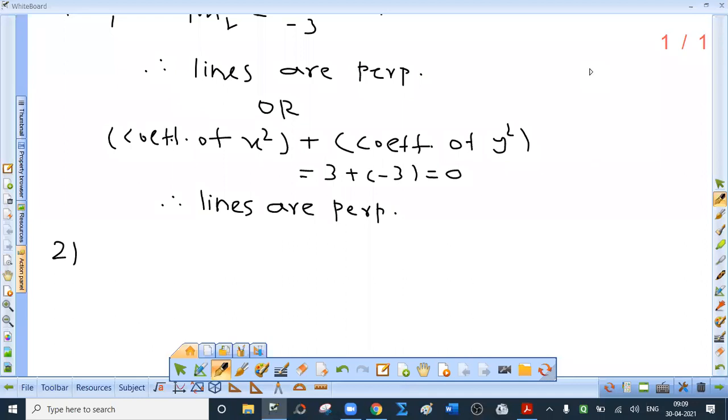Actually, the second question goes like this. Show that the lines represented by x square plus 6xy plus 9y square equal to 0 are coincident. I repeat the question. Show that the lines represented by x square plus 6xy plus 9y square equal to 0 are coincident. Write the solution.